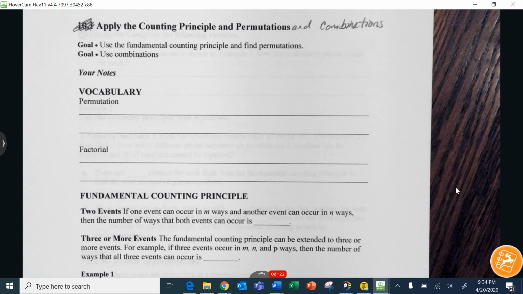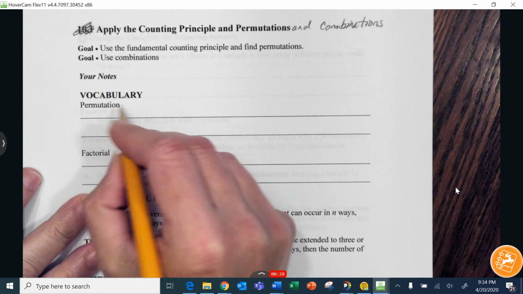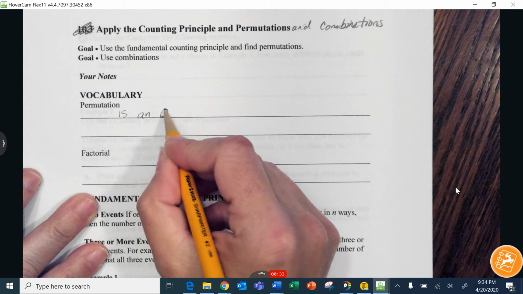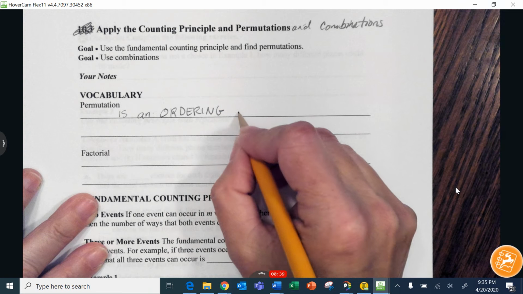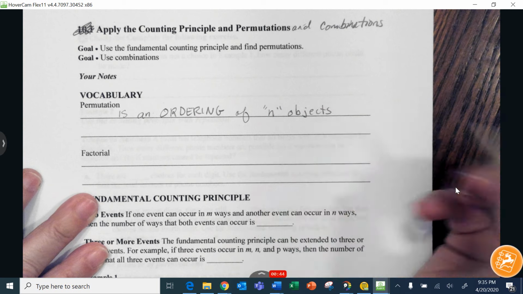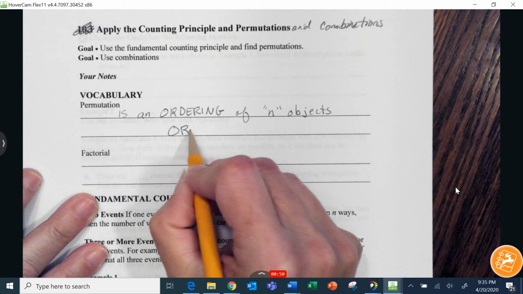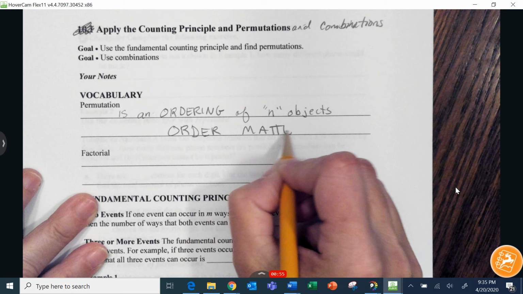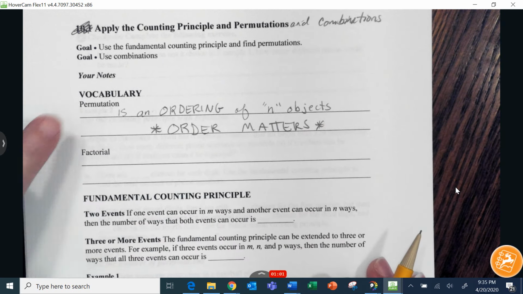All right, for vocabulary, first of all, what is a permutation? A permutation is an ordering of n objects. Okay? In a permutation, order is important. Order matters. Okay? And you'll better understand this once we do a few examples of it.